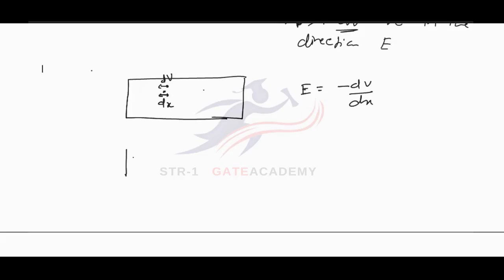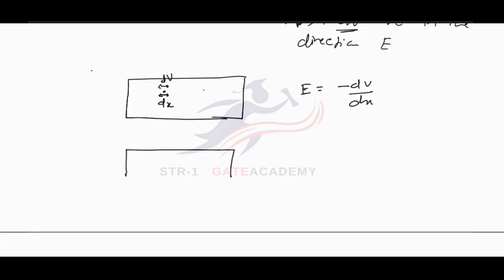But every time it is not possible to calculate the electric field without the data given, because if I want to calculate the electric field at this point, I should know that if I move a distance dx, what is the change in voltage dV. If I know both things, then the electric field can be calculated as E equal to minus dV by dx.